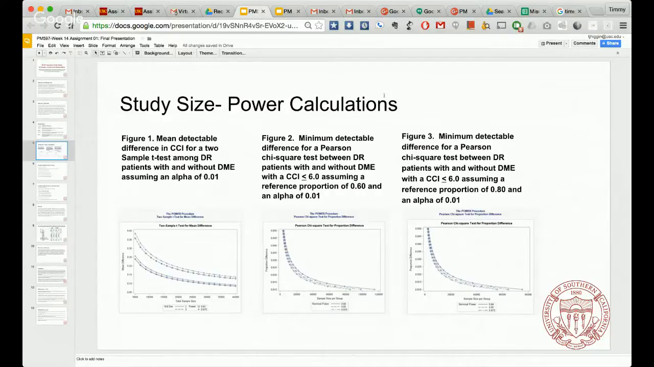For the power size calculations I spoke to earlier, to detect the minimum detectable difference in the CCI, Charlson Comorbidity Index, for a two-sample t-test was found based on the inflection point of the SAS output here, which was around 20,000 per arm. For the categorical, a Pearson chi-squared test was used, and again, we see the inflection point around 20,000 at each of these points. This was for a cutoff for two different categories, 0 to 6 and 6 and above, to denote a really sick population from a fairly healthy population.